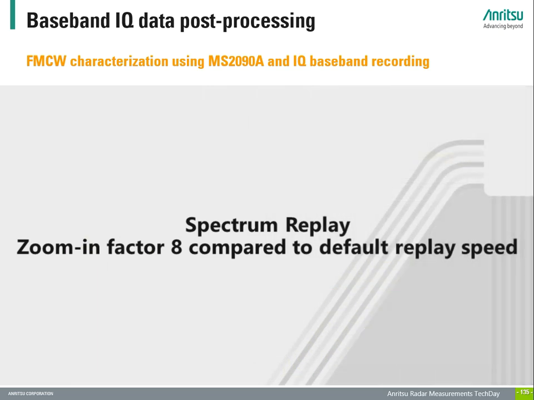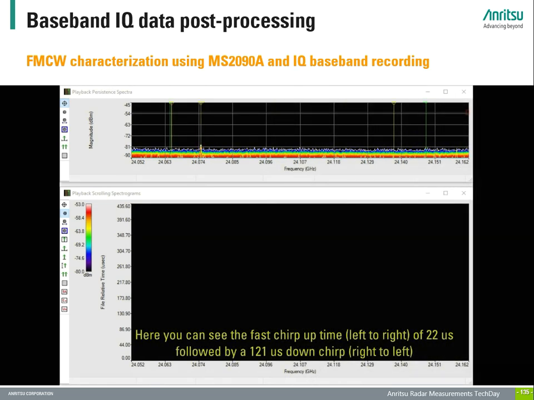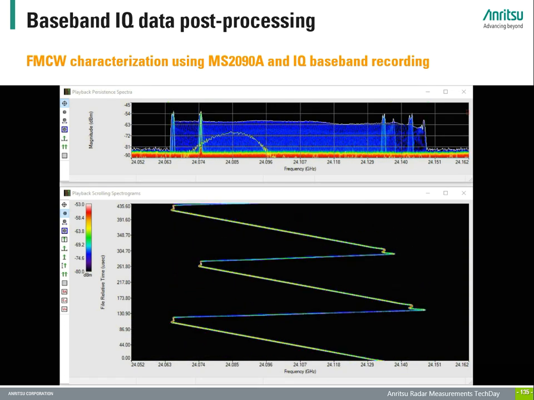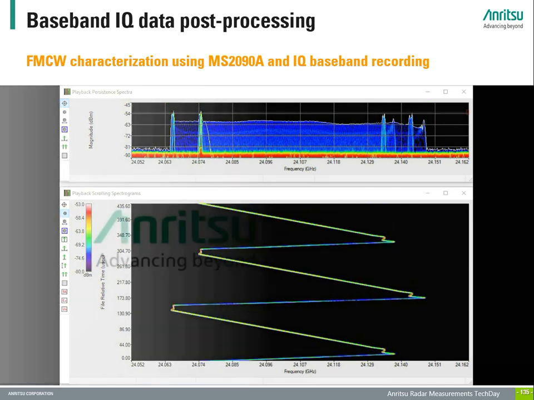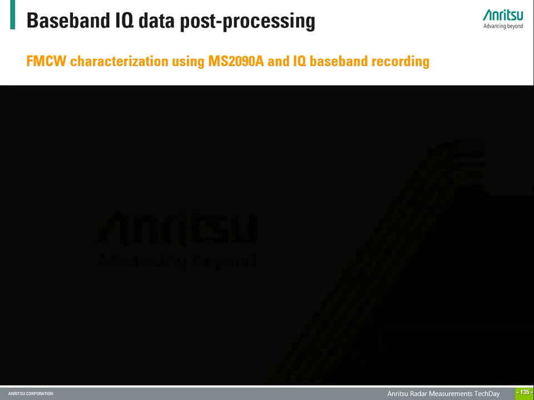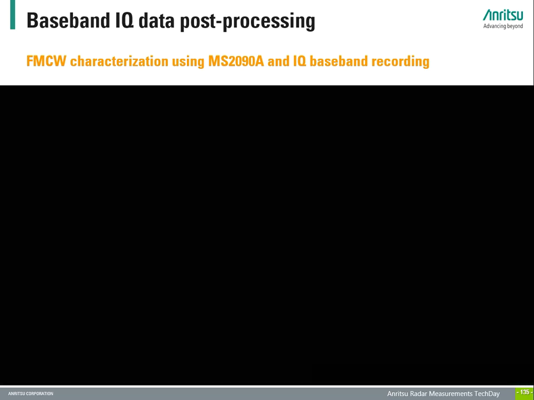Now we are zooming in by another factor of 4. Here you can see the fast chirp, up to 22 microseconds from left to right, followed by a 121 microsecond down chirp from right to left. Besides, some ringing is also possible at the chirp turning points. So you have seen how easy and intuitive it is, and what kind of information you can easily gain by IQ post-processing.